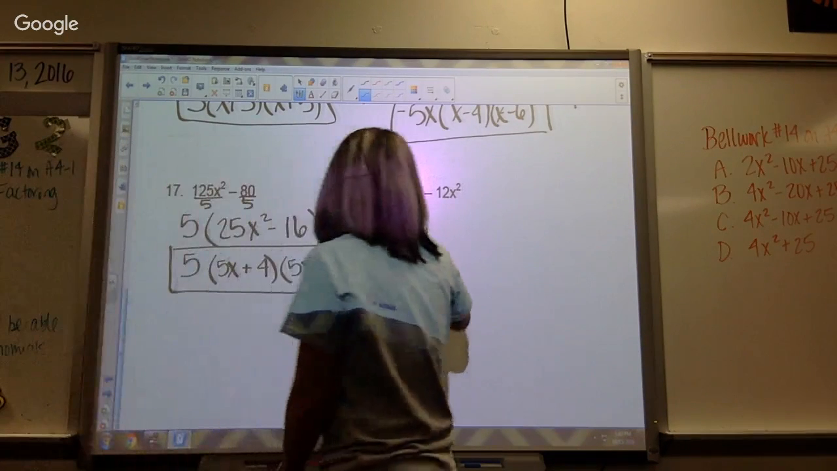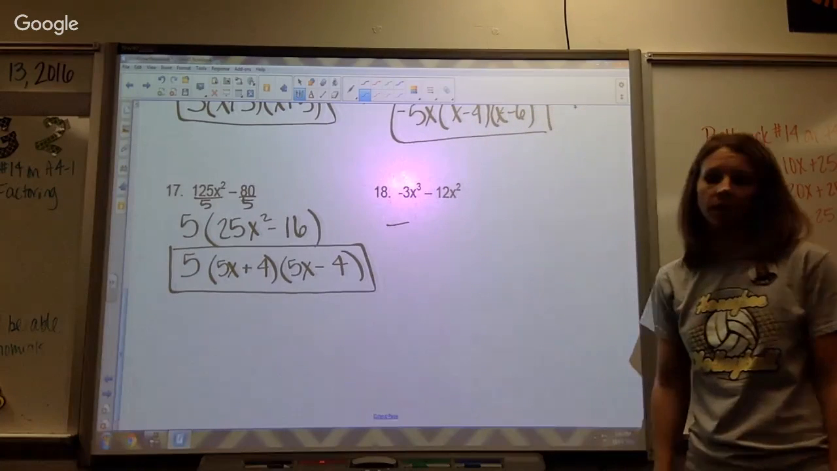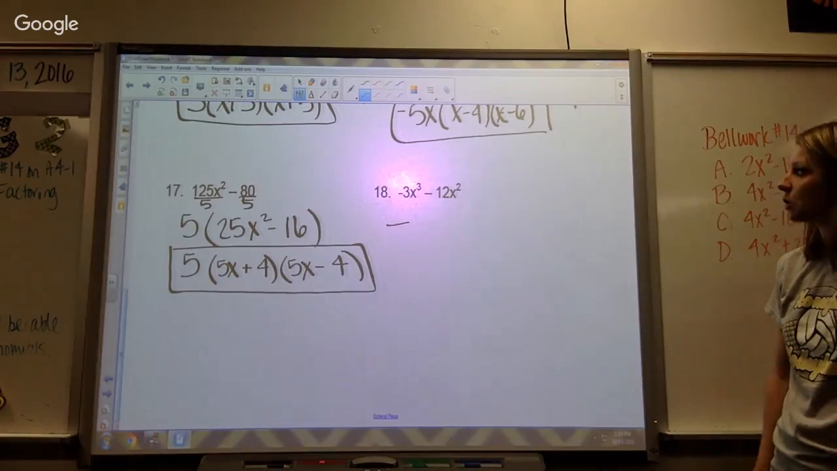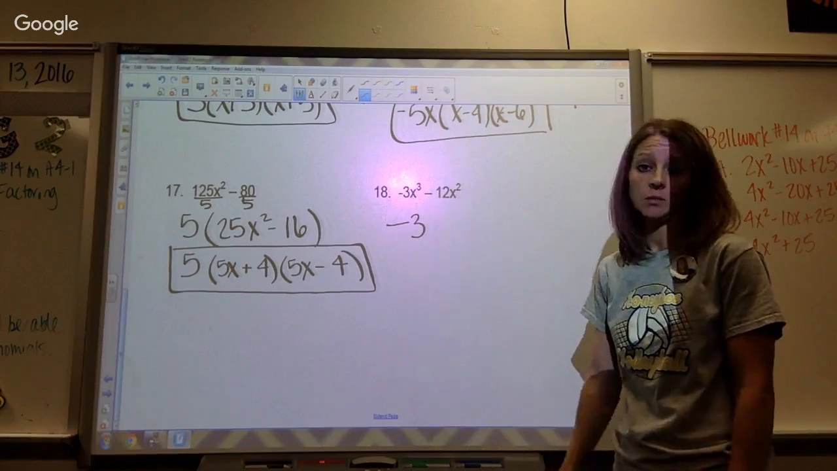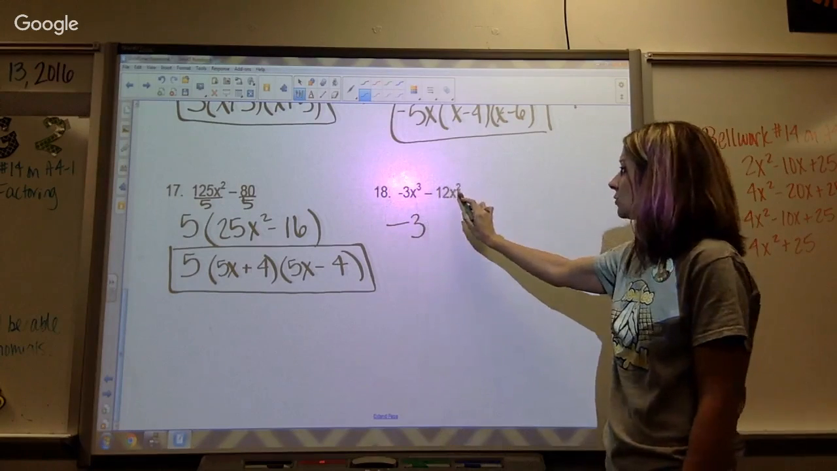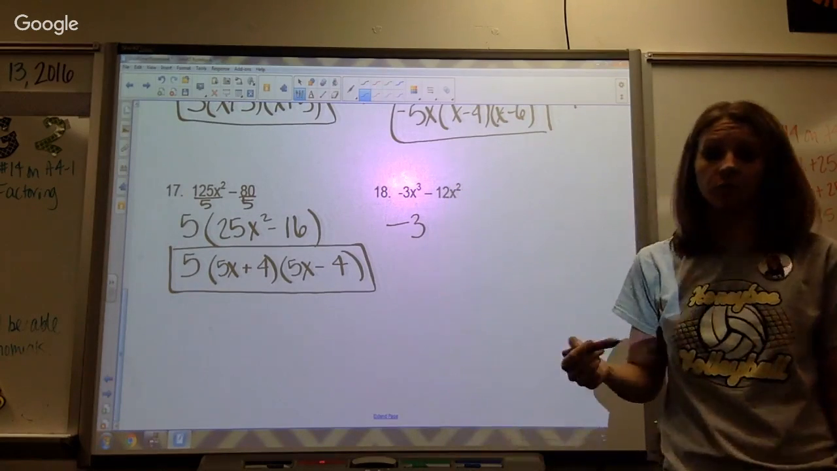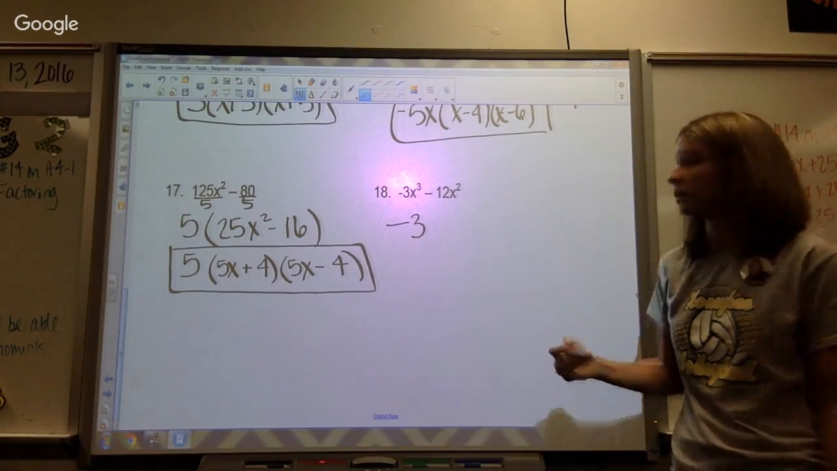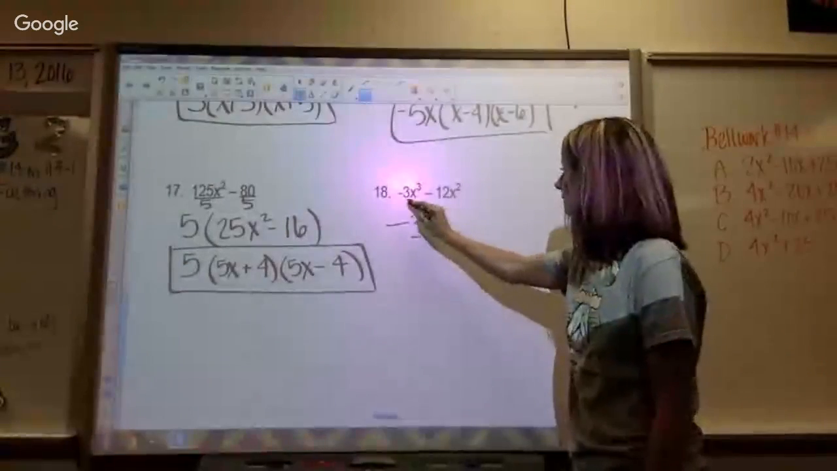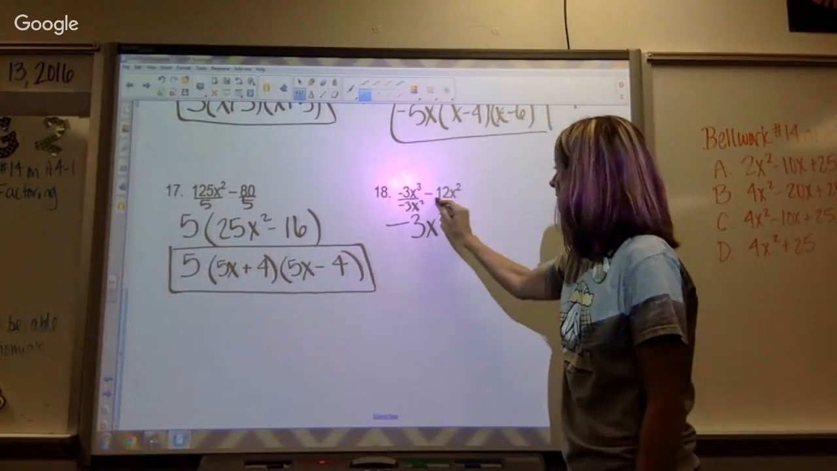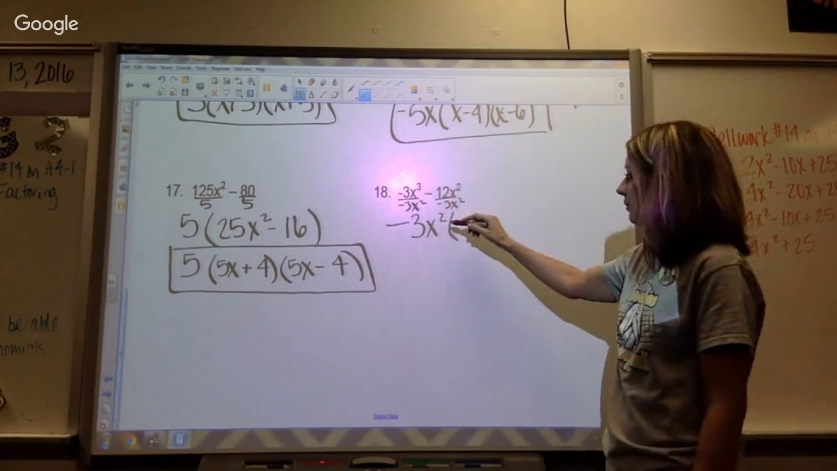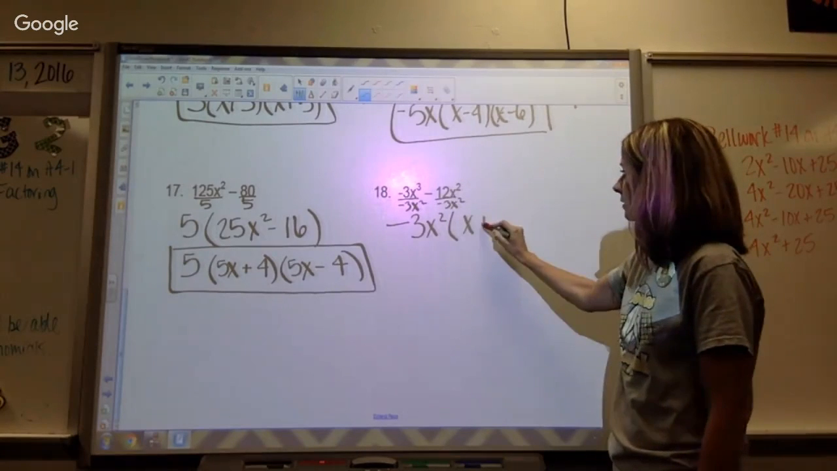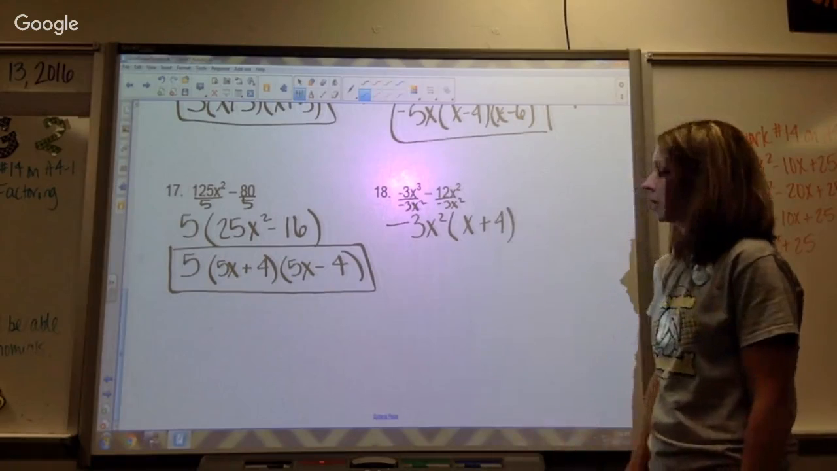Okay, this last one, notice the first term's negative, so now I'm going to automatically take a negative out. 3x cubed minus 12x squared. The GCF number would be 3, because that's the greatest number that will go into both of those. Since we have an x cubed and an x squared, remember I told you if you have variables in common, it's always the smallest one that you'll take out. So we'll take out an x squared. So when you're dividing it by the GCF, you would have x plus 4.